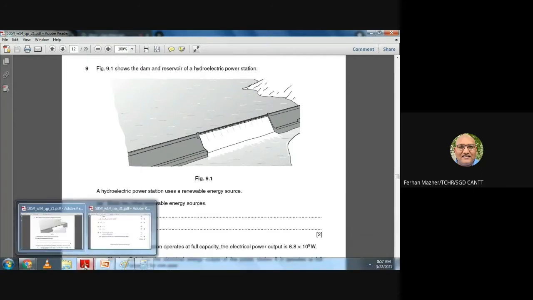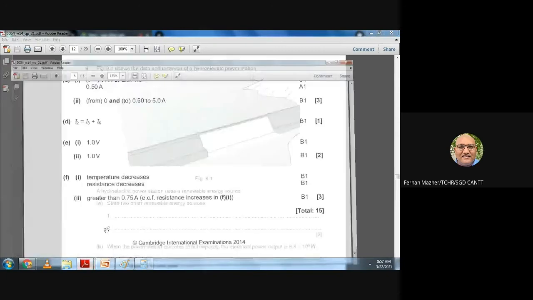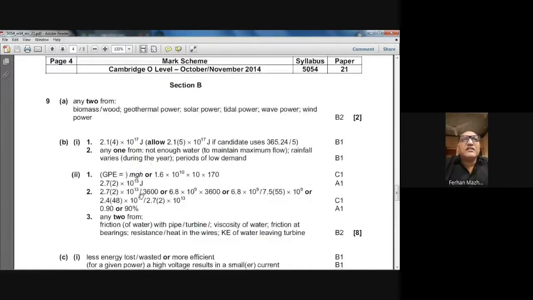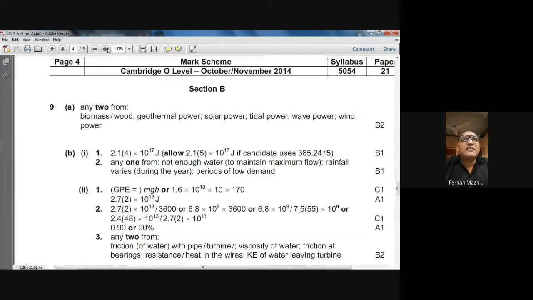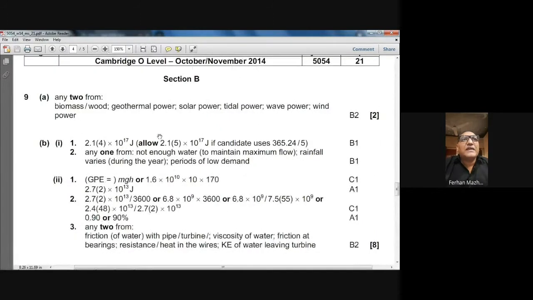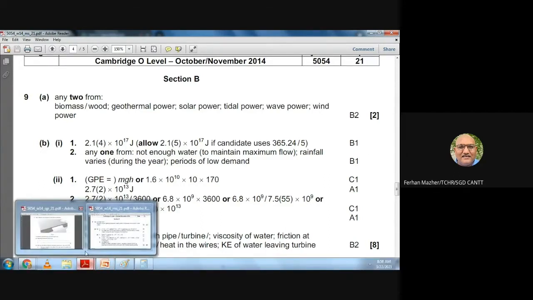I have the marking scheme as well. Let me show you the marking scheme for question number 9, part A. You can name anything: biomass, wood, geothermal, solar power, tidal power, wave power, wind power. Any 2 names you can give, as they are renewable.